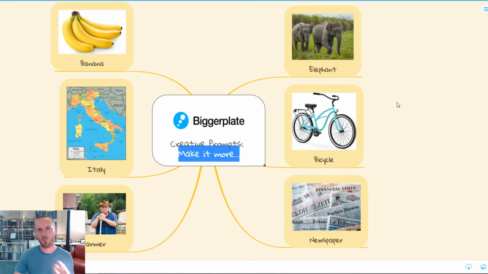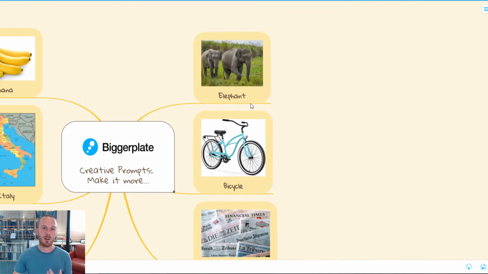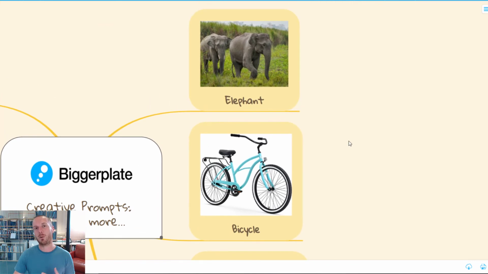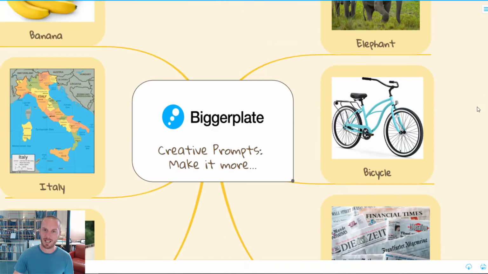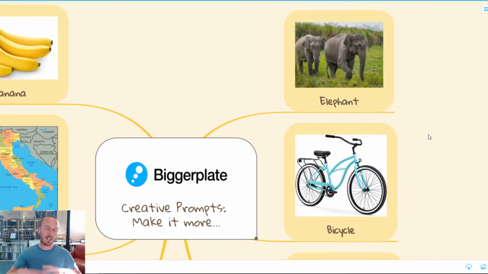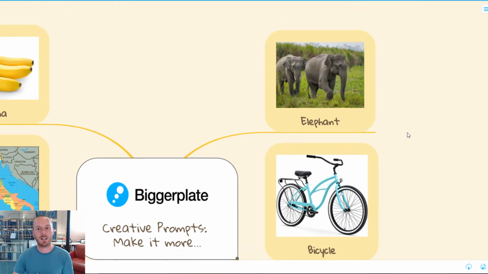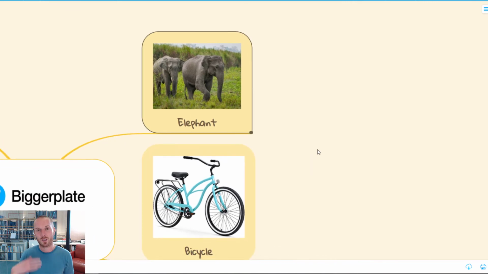So whatever our problem or our challenge is, we can say, how could we make it more elephant? How can we make it more bicycle? How can we make it more Italy? Whatever that might mean. Now, this is quite outlandish as a prompt, but you'll see it will take your brain into unusual places. And you could start by very simply just thinking about, so if Biggerplate is our project, how can we make it more elephant?